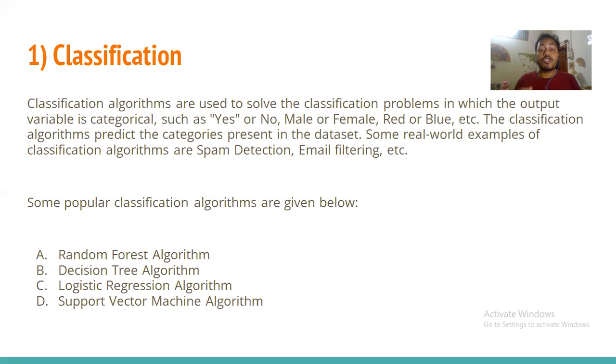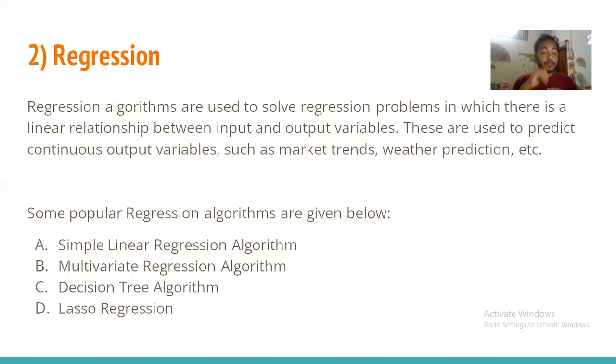Now, classification algorithms are used to solve classification problems in which the output variable is categorical. When I use the term categorical, I mean either yes or no, male or female, red or blue, like that. Classification predicts the categories present in the dataset. Some real world examples are spam detection and email filtering, like is it a spam mail or a non-spam mail? Okay. So this falls under classification. Keyword: categorical variables, right? Some important algorithms coming under classification are random forest, decision tree, logistic regression, and support vector machines, like that.